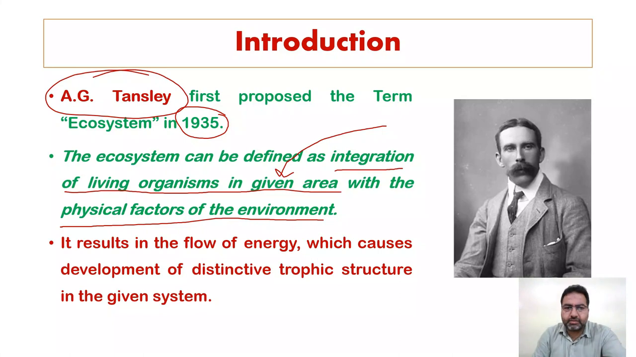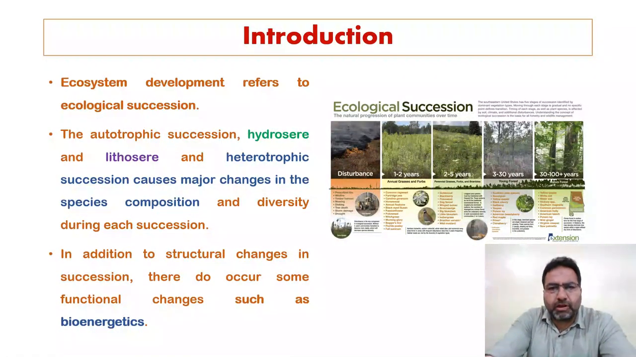In the ecosystem, the living organisms interact among themselves and also with the abiotic factors of the environment. This results in the flow of energy, which causes the development of a distinctive trophic structure in a given area. Now, ecosystem development refers to ecological succession.